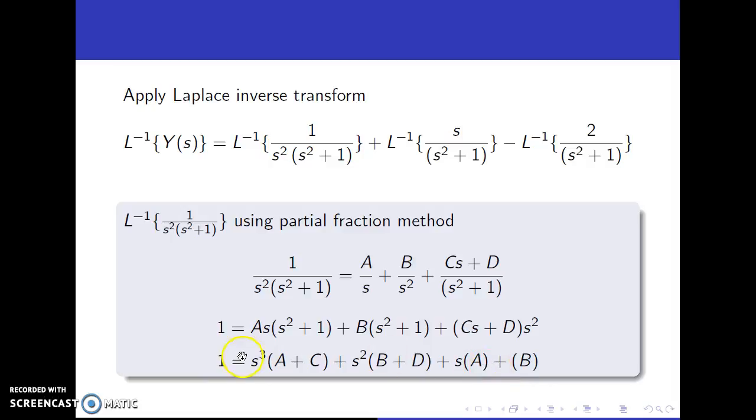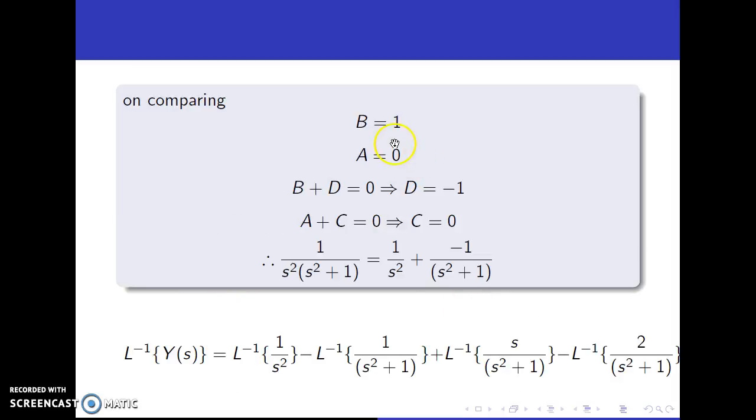On comparing both sides, the coefficient of s cube on the left is 0 and on the right the coefficient of s cube is A plus C. So we get one system of linear equations: A plus C equal to 0, second B plus D equal to 0, A equal to 0, and B equal to 1 because it is a constant. So B equal to 1, A equal to 0, B plus D equal to 0, so D equal to minus 1, and A plus C equal to 0 implies C equal to 0. So this equation reduces to this one.